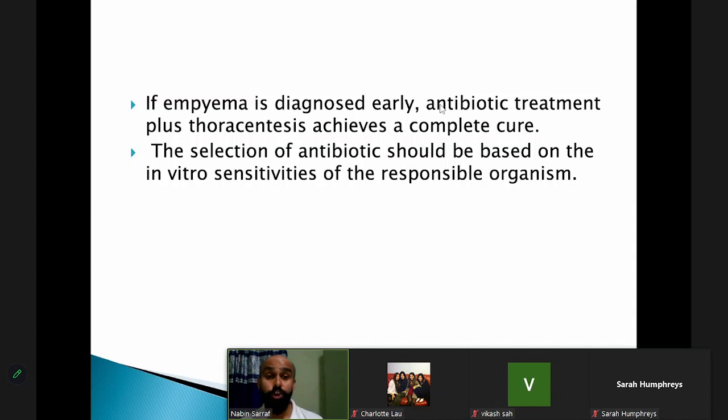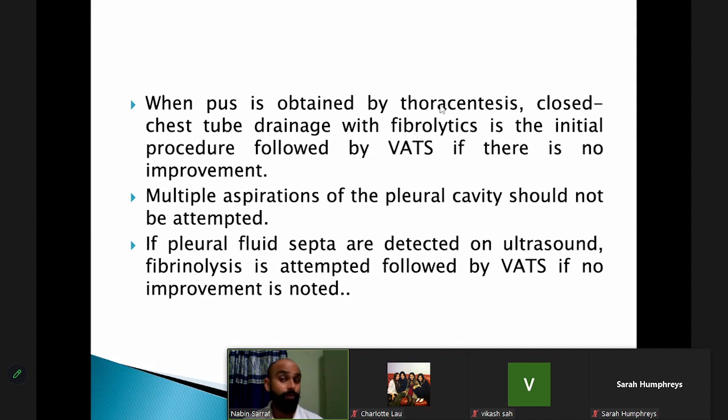If empyema is diagnosed early, antibiotic treatment plus thoracentesis achieves a complete cure. As I have shared my experience earlier, I have seen lots of cases like that. The selection of antibiotics should be based on the in vitro sensitivities of the responsible organisms. Now, when pus is obtained by thoracentesis, closed chest tube drainage with fibrinolytics is the initial procedure, followed by VATS. And if there is no improvement, multiple aspirations of the pleural cavity should not be attempted.